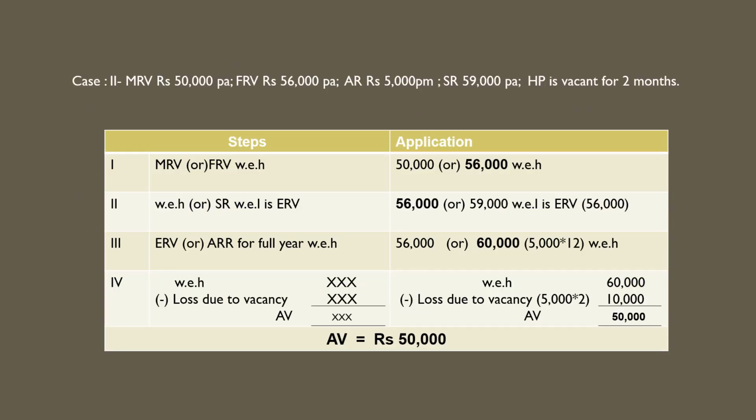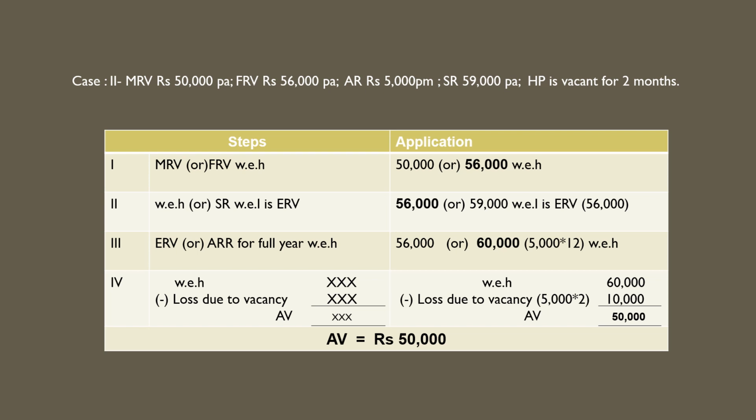With the same information, we shall find out the annual value if the house property is vacant for 2 months. In this case, the steps 1, 2 and 3 will be just the same as the case 1. So, here in the third step, we see that 60,000 is the highest value.